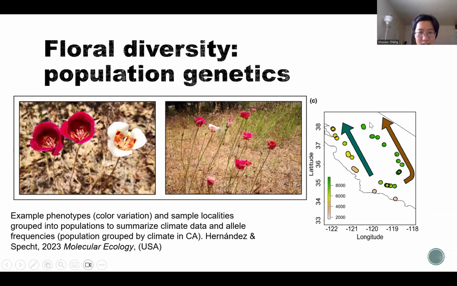And here is a work where the authors or researchers have studied the different phenotype variations and their population, which are grouped and correlated with climate data and their allele frequency, or how frequently each genotype that's behind each phenotype occurs.